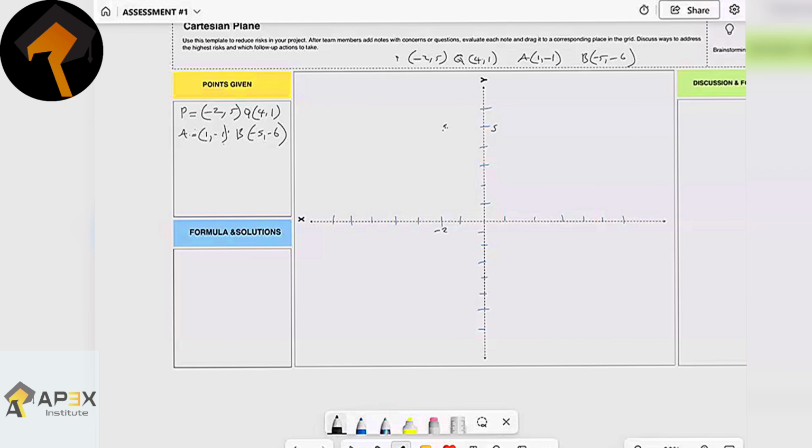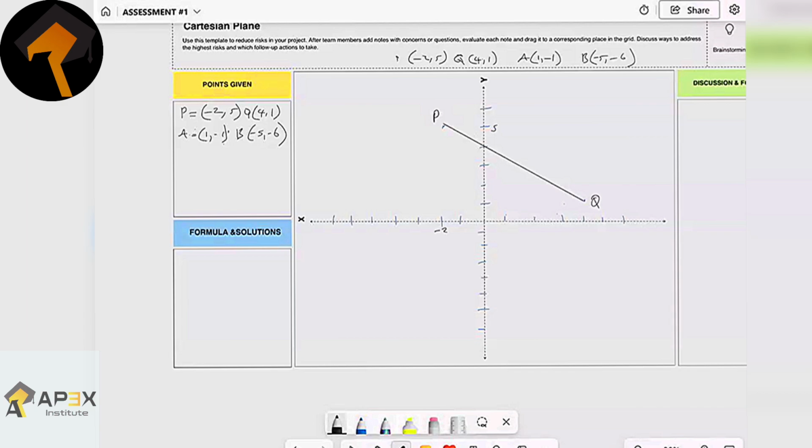Not too saucy. About there, somewhere there. Not exactly, but you got the idea. And then 4, 1. So that's 1, 2, 3, 4, and up 1. So we should be right here somewhere. So 4, 1, somewhere there. So this would be the point P, and this will be the point Q. We'll just connect these two like that. That should be what you should have.